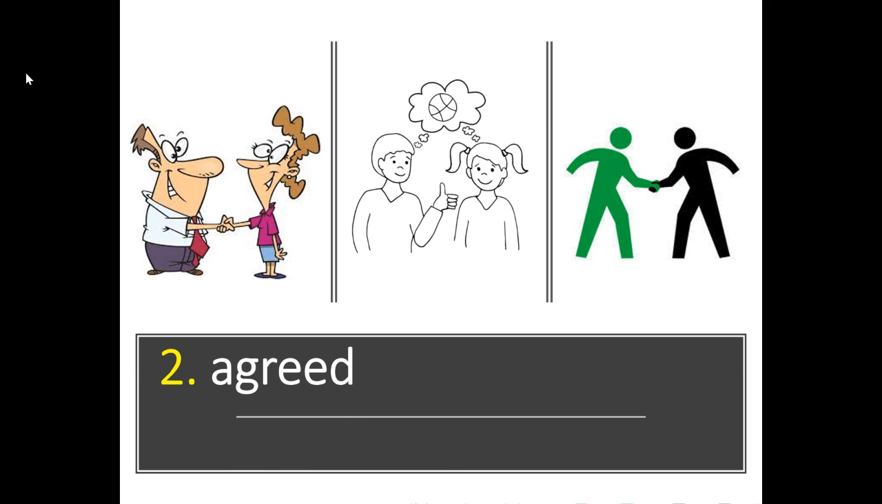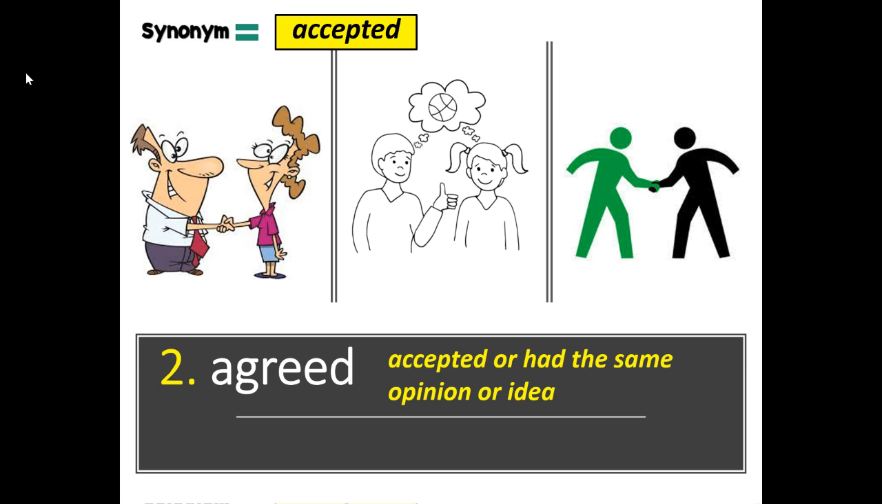Well, they all show agreed. The root word is agree. To agree means to accept. So agreed is past tense, accepted or had the same opinion or idea. So a synonym could be accepted. So for number two, you write agreed. And another word for agreed, or a synonym for agreed, is accepted. To accept is similar to agree.